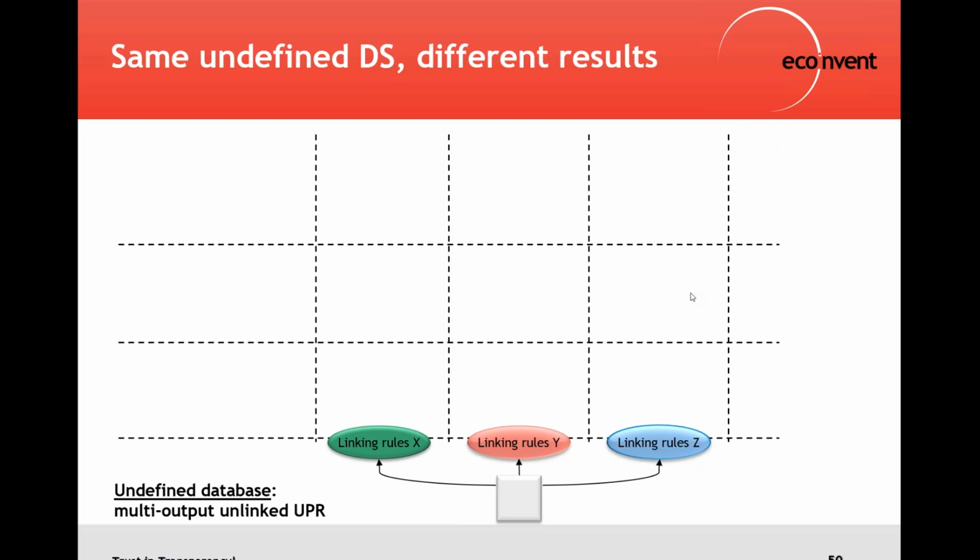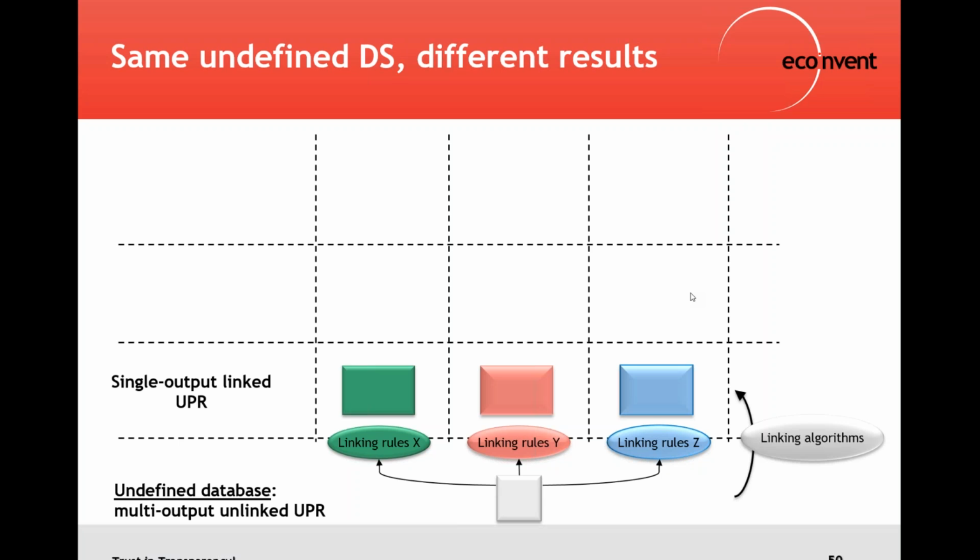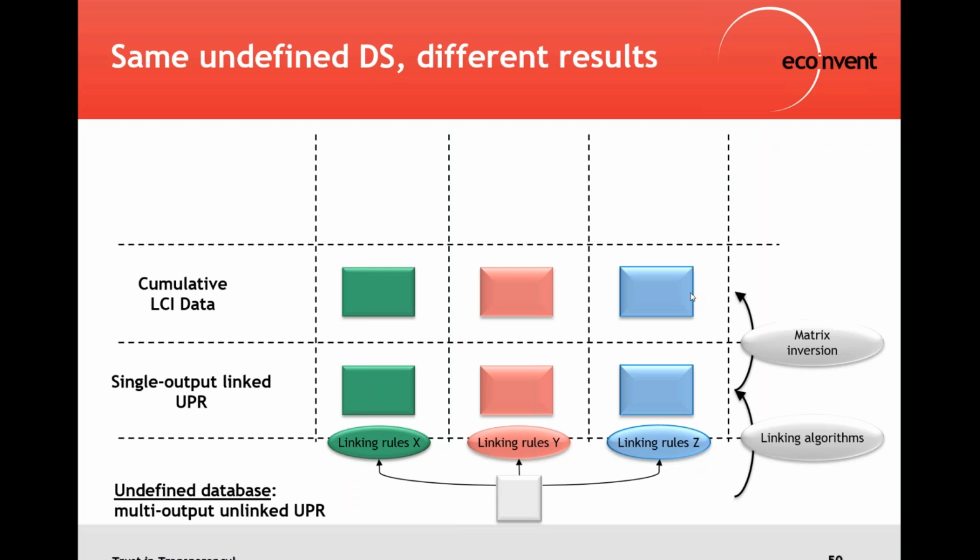So those modeling choices, they will be coded into linking rules, and those different linking rules will be applied into the undefined database. And this will result into single output linked uniprocesses. The uniprocesses will not be any more multi-output because we have already taken the decision of allocation or substitution, so they will be single output. And they will be linked because they will be interconnected one with the other, forming the supply chains in different ways depending on the modeling choices we would have taken. To that, we will apply matrix inversion, like always, and we will produce the LCI data.